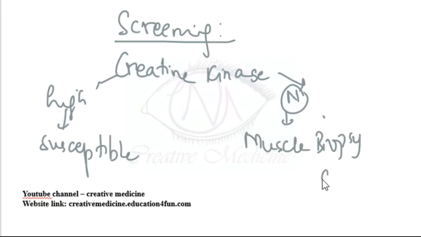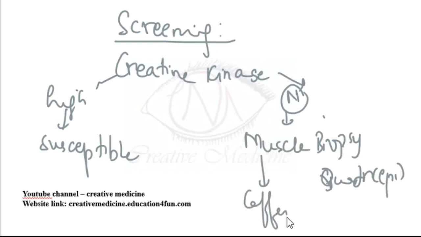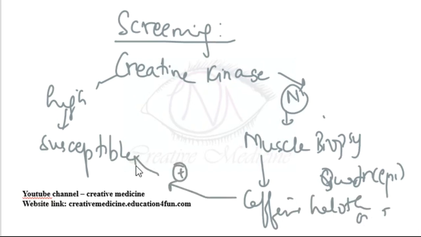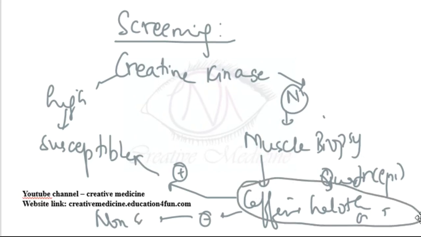If the creatine kinase levels are normal, then we should do a muscle biopsy, especially from the quadriceps. The quadriceps muscle biopsy is used for the caffeine halothane contraction test. If the caffeine halothane contraction test is positive, then the patient is susceptible. If it is negative, then non-susceptible. The gold standard test for malignant hyperthermia is the caffeine halothane contraction test.